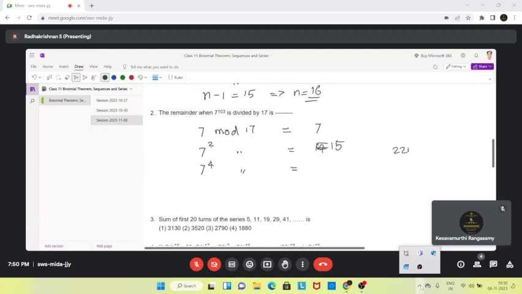So if you take 15 square, which is 225, and you divide by 17, you get 4, so 7 power 4 will be 4. So we can easily calculate in this way. So from 7 power 4, you can easily go to 7 power 8. So you are squaring it, right? So this will become simply square.